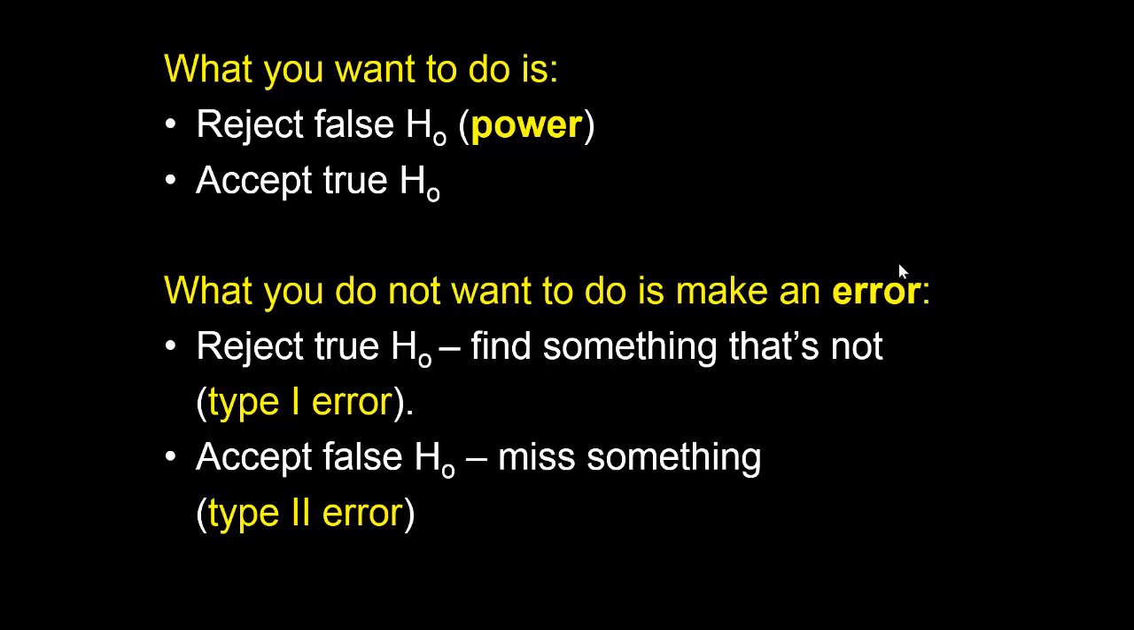So there are two types of error. You can make a type 1 error, which is you reject a true null hypothesis. So you think you've got a statistically significant result, and it's not. Alternatively, you could accept a false null hypothesis. In other words, you miss something, and you don't want to do that because you'll miss a signal in your data. That's a type 2 error. So you've got these type 1 and type 2 errors.